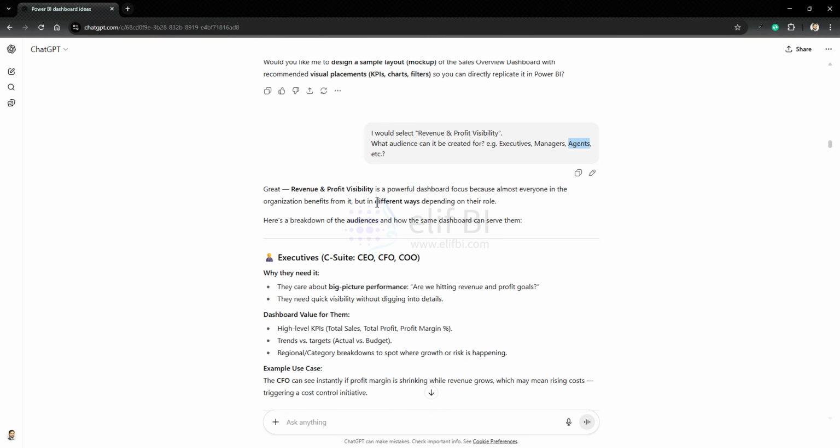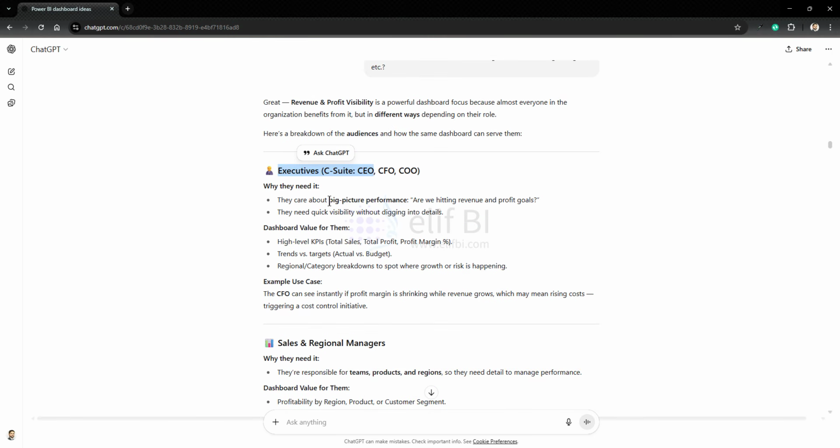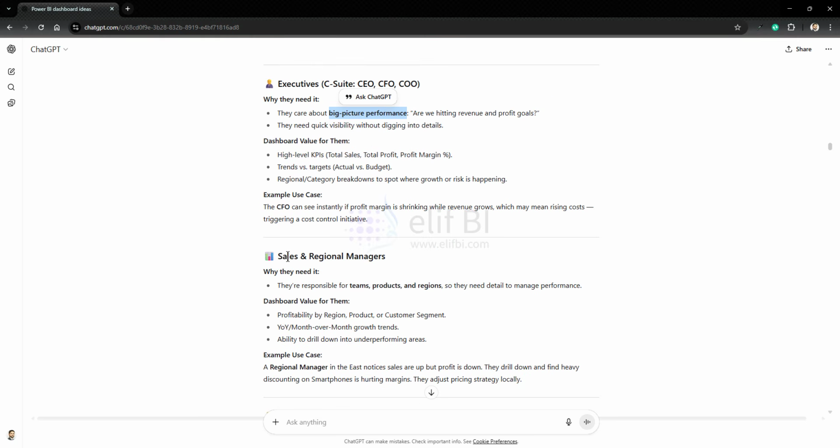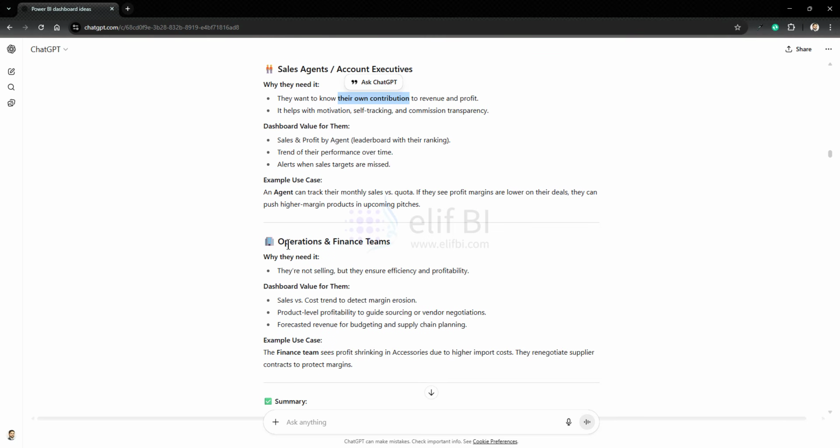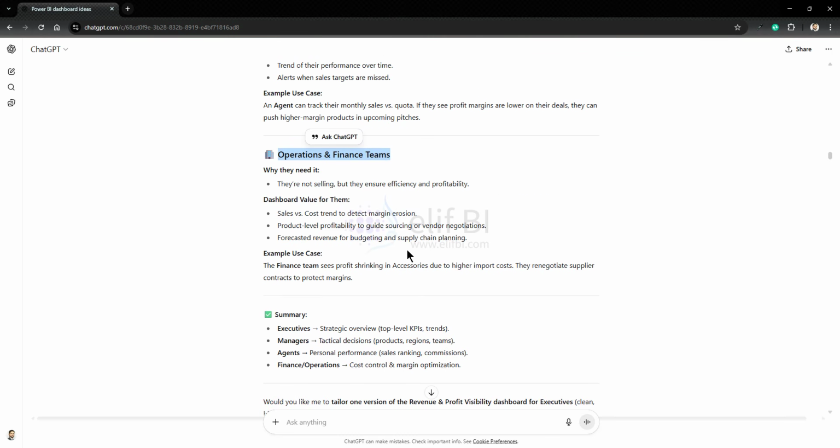So it tells me that it could be created for executives if you are going for the big picture. It could be created even for sales and regional managers if you are focusing on the teams, products, and regions. And it can be created for the sales agents if they want to focus on their own contribution and other operational activities. Finally, it adds another one which is about operations and finance teams, but we are focusing on sales. So I would just stick with the sales approach.